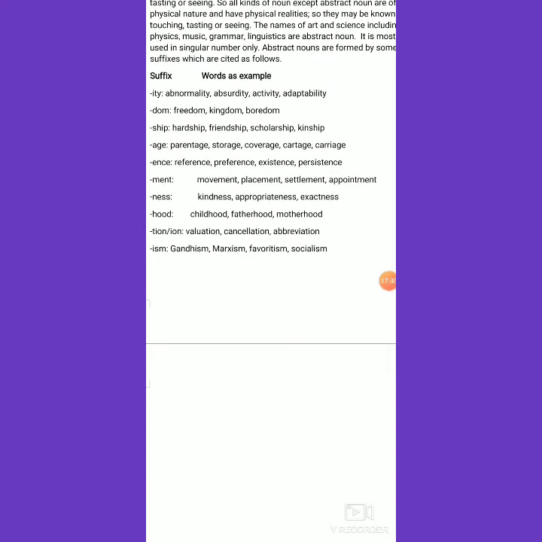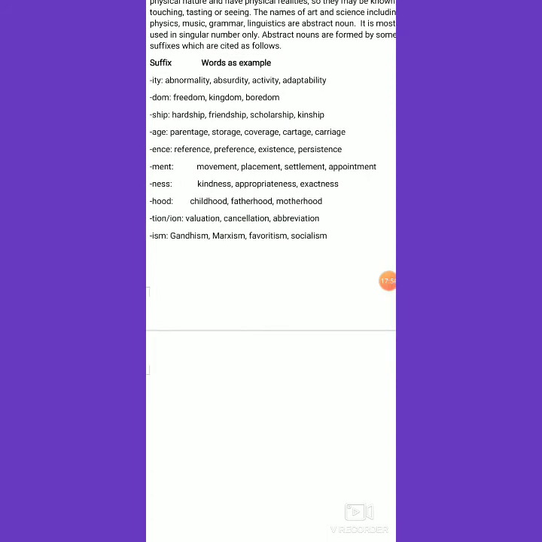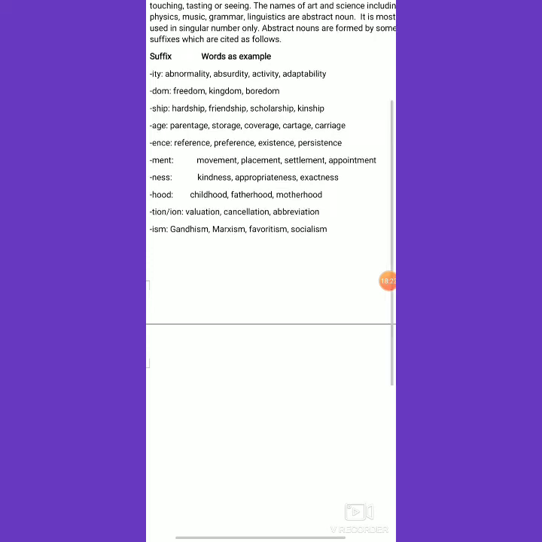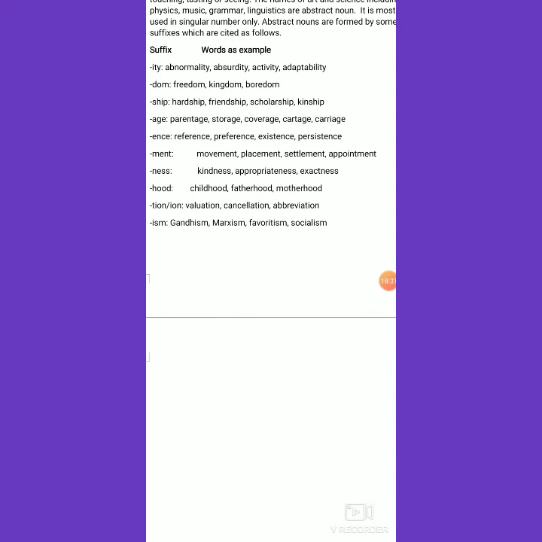And similar is the story of ment. Ment is also used with a verb to change that verb into an abstract noun. Like from the verb move, we have the abstract noun movement. Here place is a noun also, but we see that place as a verb has been used as a root word to form the word placement after the suffix ment. Settle is once again the verb, and from that settle we have the abstract noun settlement, and appoint is once again the verb, and from that verb appoint we have the abstract noun appointment. So exclusively we may say that ment is the suffix used with a verb to form the abstract noun.